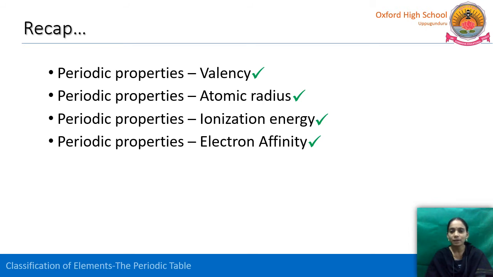Electron affinity and ionization energy behave the same, because the properties are also the same. The electron affinity in a group, from top to bottom, decreases, whereas in a period, from left to right, the electron affinity increases.